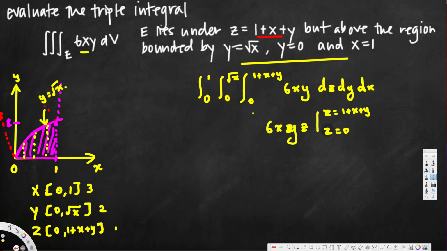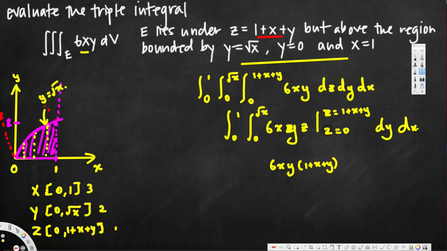Now the outside is going to remain, that's going to be 0 to square root of x dy, and after that we have 0 to 1 dx. Now let's plug this one in this one. So here we are going to have 6xy. Instead of c, we plug this 1 plus x plus y, and we don't have to worry about 0, because if you plug 0 for this z, the whole thing is going to be 0. We can just keep it like this, and that's going to be 0 to square root of x dy, and then 0 to 1 and dx.